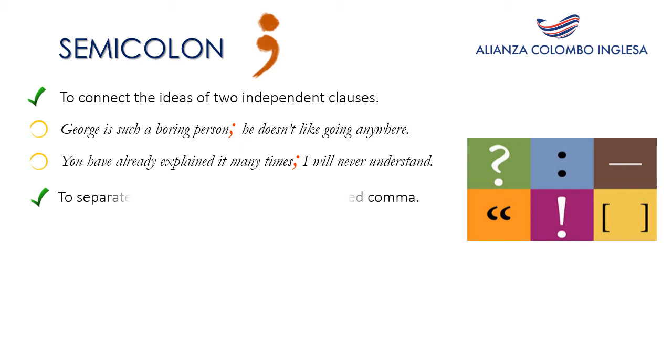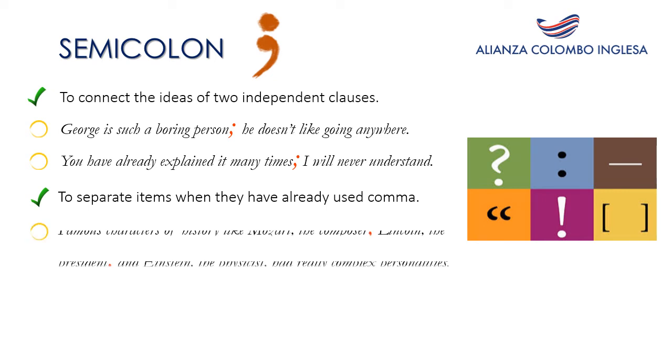A second use is whenever we want to separate items that have already used commas before. Let me give you an example about this. Famous characters of history like Mozart, the composer; Lincoln, the president; and Einstein, the physicist, had really complex personalities. So as you can see, we're using the not essential information addition comma, just so to speak, right? And therefore, as we already have the comma, we basically need to separate the elements with the semicolon.